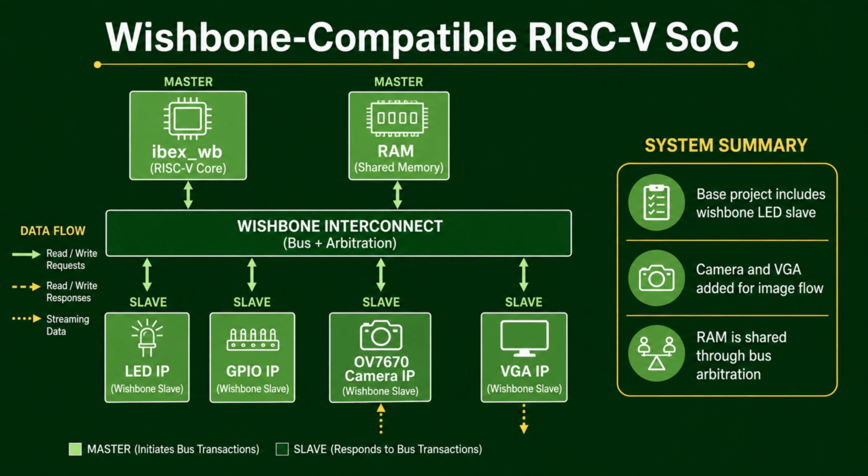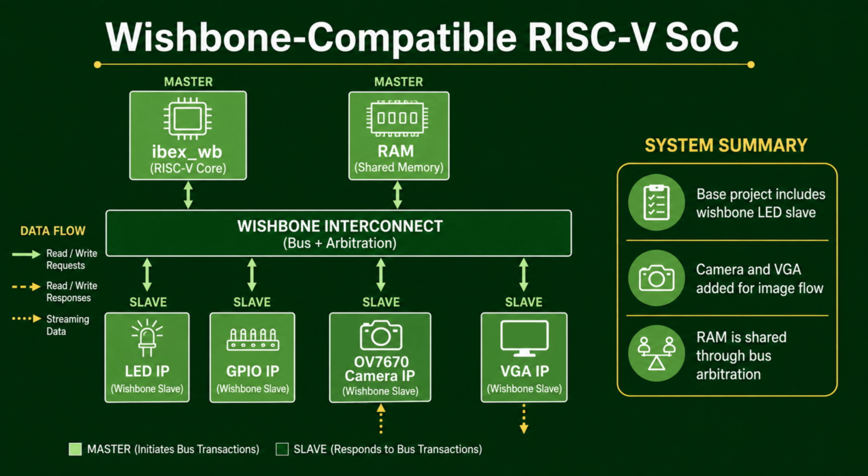All of these transactions pass through the Wishbone interconnect. The interconnect therefore has two important responsibilities. First, it performs address management, so that requests reach the correct target. Second, it performs arbitration when more than one master wants to use the shared bus.